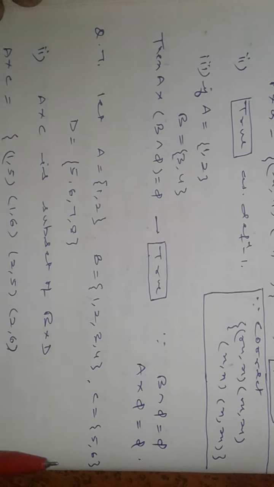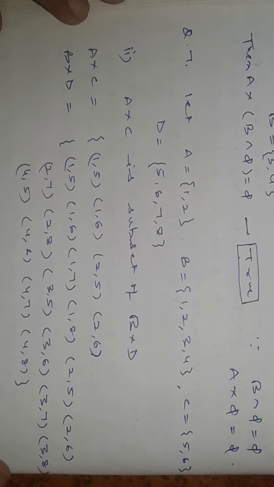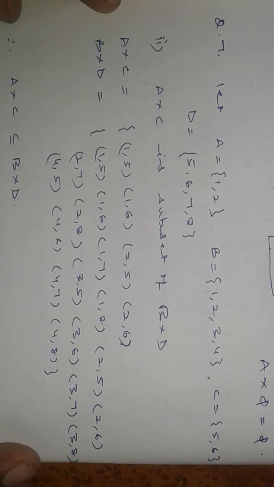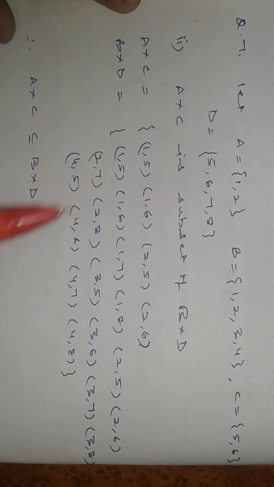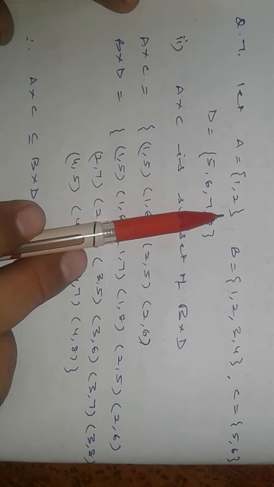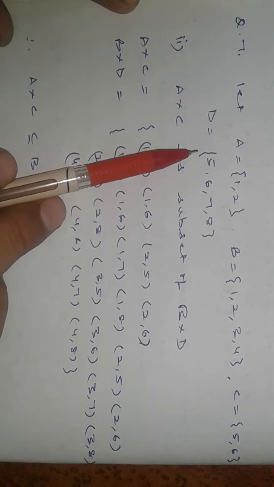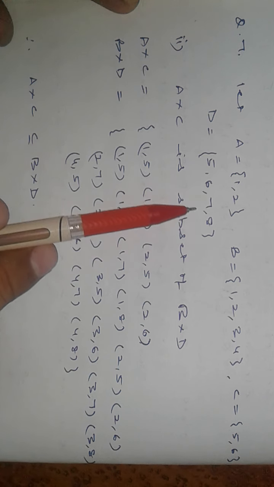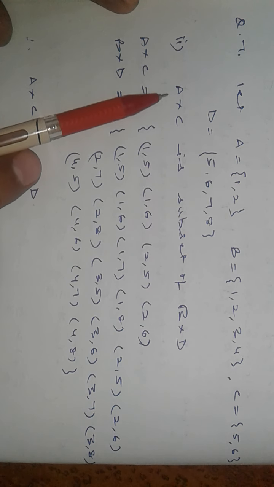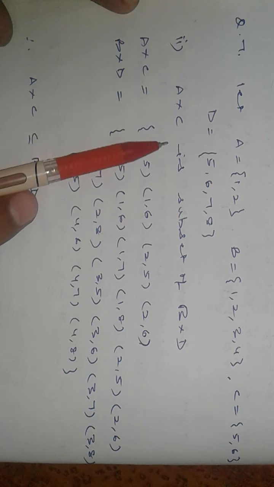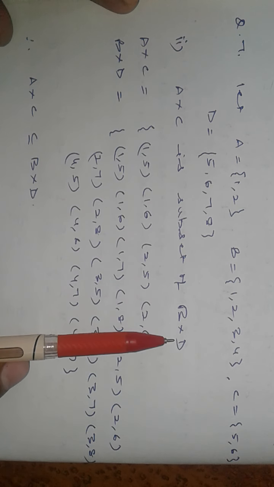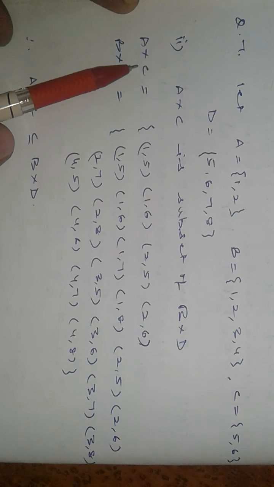Question number 7. Let A be {1, 2}, B be {1, 2, 3, 4}, C be {5, 6}, D be {5, 6, 7, 8}. We have to do the second part. The second part is: A cross C is a subset of B cross D. So first we calculate A cross C.